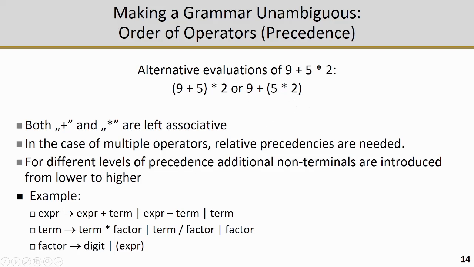And the solution is that we introduce different non-terminals for different levels of precedences. For example, we call the expression where a series of additions and subtractions are applied. We call the level, we identify the next level with the non-terminal term, where multiplication and subtraction is applied. And finally, we identify the third level with factor as a non-terminal, where we have digits and expressions in braces.